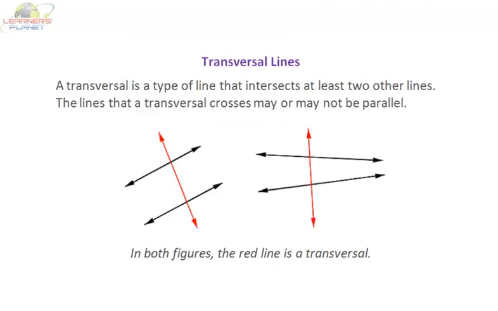Now we see what are transversal lines. A transversal is a type of line that intersects at least two other lines. The lines that a transversal crosses may or may not be parallel. Here we see this and this two lines, and this red line is actually a transversal, which is intersecting both of these lines. These two lines are parallel, but in this case these two lines are not parallel, but still this red line is a transversal.